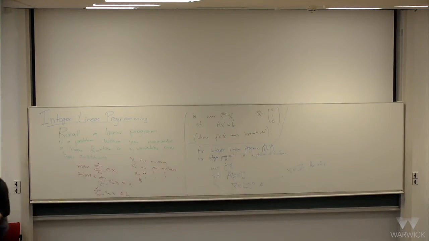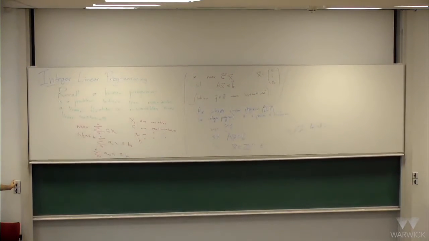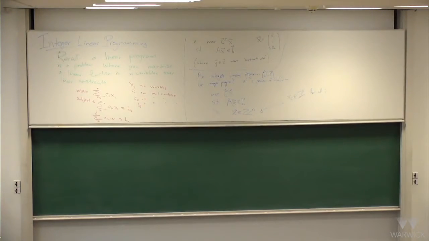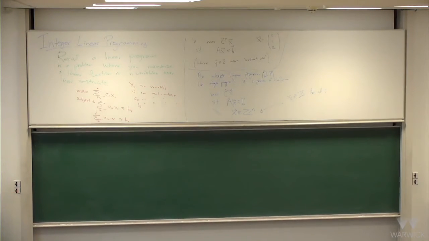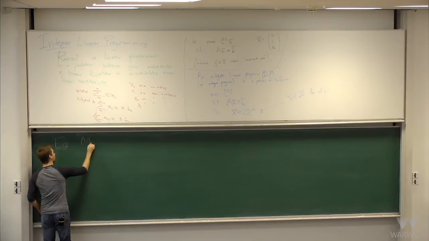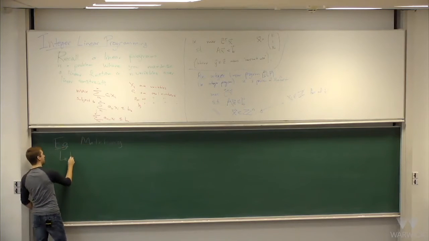Okay, so let me give you an example of a general type of integer linear program, which will connect this topic back to some of the other things that we've been doing. Pretty much every problem, I don't know if I can even say every problem, we've looked at in this module can be phrased in some way or another as an integer linear program. So for example, if we look at matching, let G be a graph.